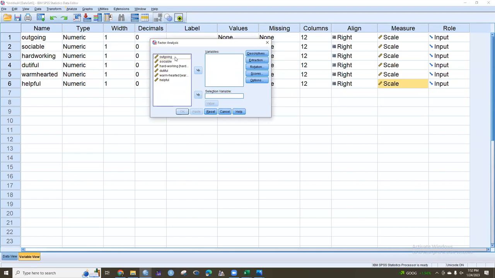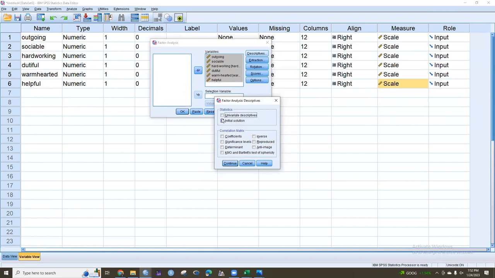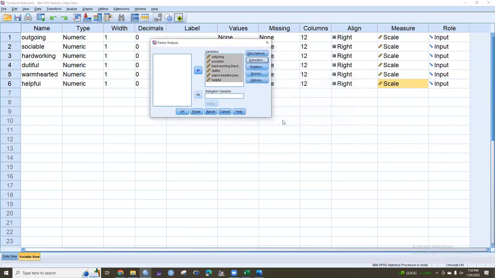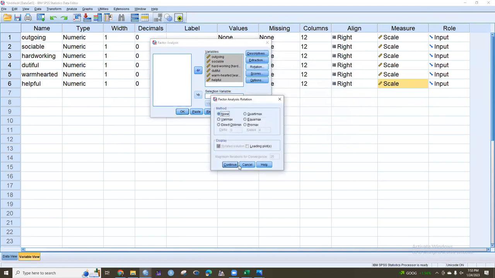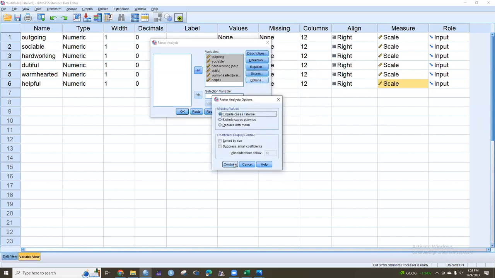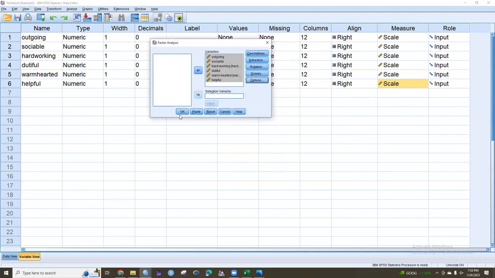And again, going to the factor, I will select all these variables, and again I will click descriptive. Okay, KMO and Bartlett test and coefficient, continue. Extraction, unrotated factor solution, principal component. And again, based on the eigenvalues, I will select this. Then for the rotation, I will not do any kind of rotation. I will select loading plots. Scores, okay, I will not save the scores. And then in option, continue. Now again, I will click OK.